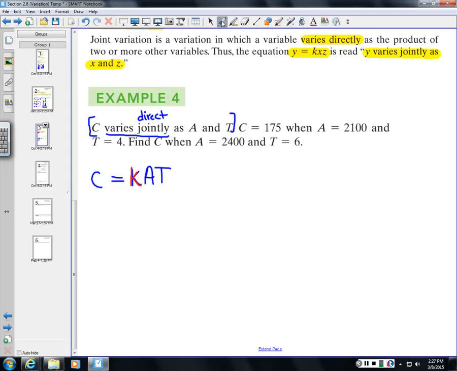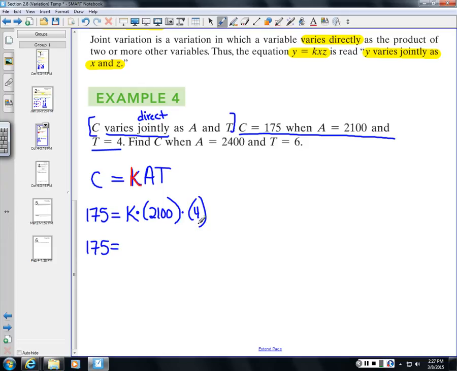Now, step 2. They tell me what to plug in for my numbers. They give me c is 175. They don't start out giving you your k. That's what we're going to solve for. They tell me that a is 2100. They tell me t is 4. And now all I have to do here is solve for k. So simplifying this out, I get 175 equals 2100 times 4 gives me 8400 times k.